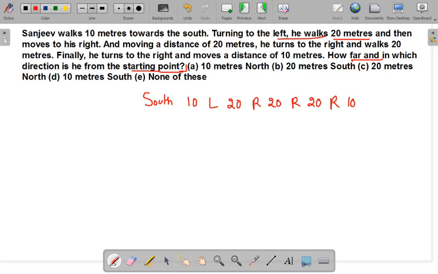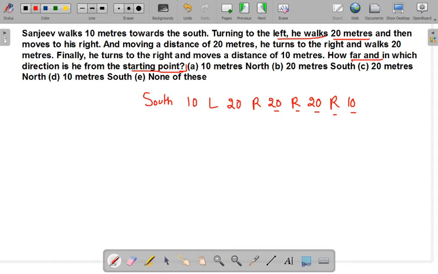I'll repeat the question again. Sanjeev walks 10 meters towards south. Turning to the left, he walks 20 meters and then moves to his right and moves a distance of 20 meters. He turns to the right and walks 20 meters. Finally, he turns to the right and moves 10 meters. How far and in which direction is he from the starting point?